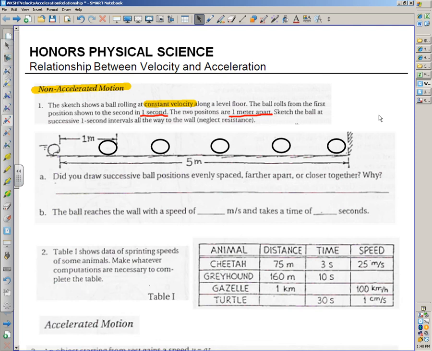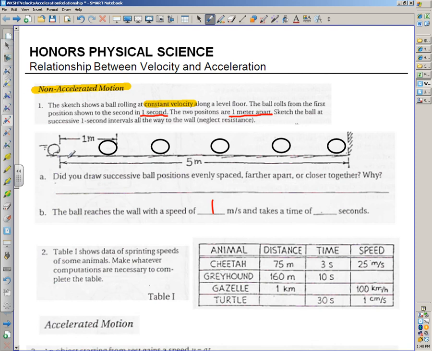So we just keep taking pictures of that ball at 1 second intervals. And because this object is non-accelerated motion, we should be seeing that those intervals keep remaining the same. When it gets to the wall, how fast is it going to be going? The same speed. How fast is this ball going? 1 meter per second, because it says that in 1 second that object goes 1 meter.